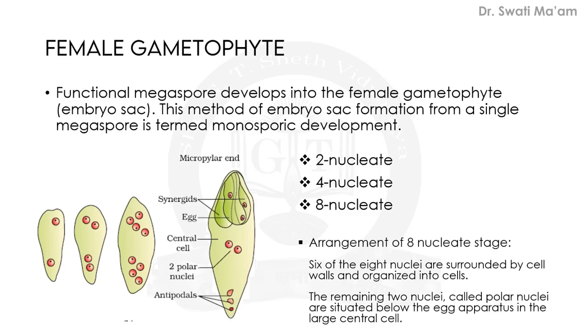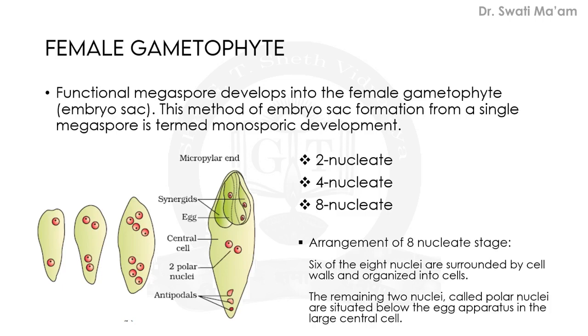Yes, correct. It is the chalazal end. At the chalazal end, 3 nuclei rearrange themselves, and now they are known as antipodals. So antipodals are located at the chalazal end. Then at the opposite end, the micropylar end, the egg apparatus is located. This egg apparatus comprises the remaining 3 nuclei.